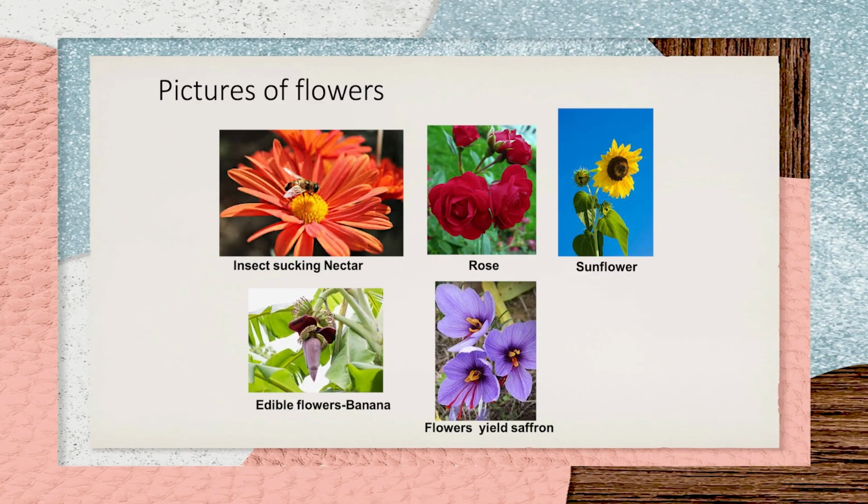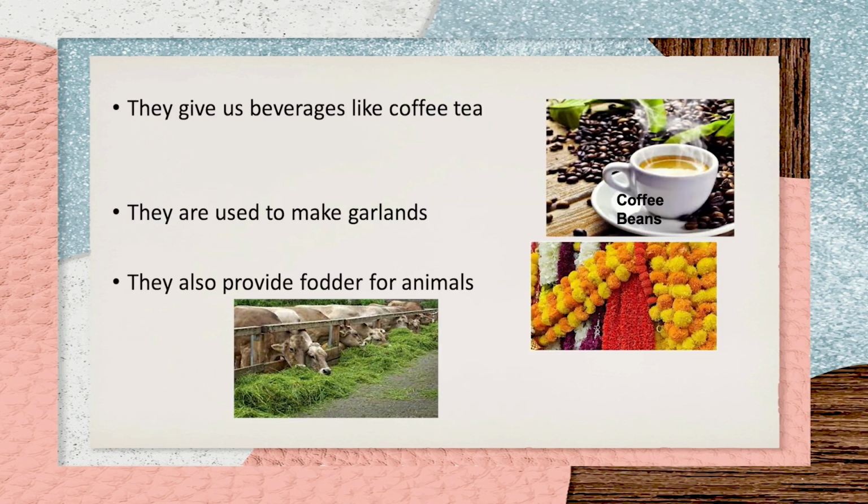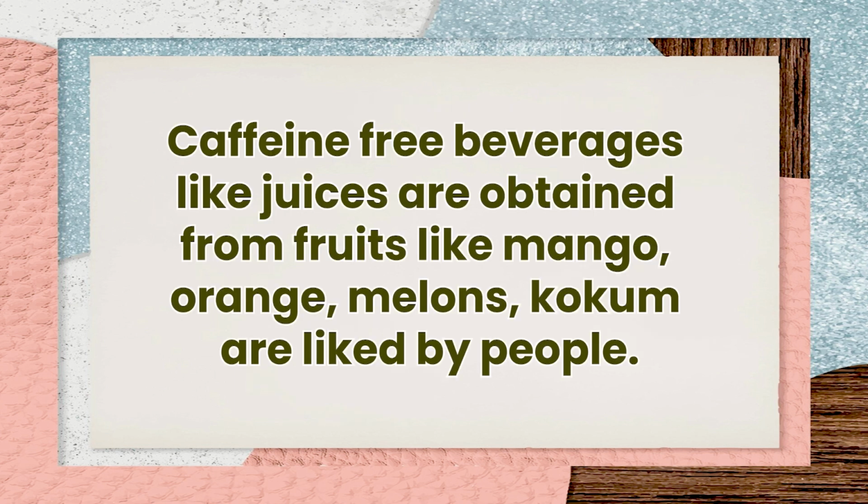Flowers like roses, jasmine, lavender have scents and are used to make itr. Some flowers are also used for making dye and color. Most commonly available caffeinated beverages like tea and coffee are obtained from leaves and beans respectively. Caffeine-free beverages like juices are obtained from fruits like mango, orange, melon, kokum and are liked by people.